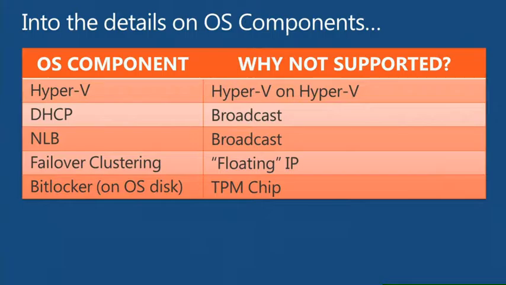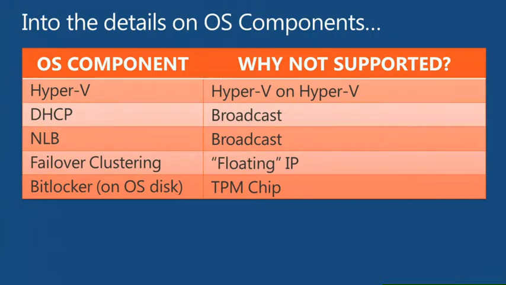DHCP and NLB. So DHCP, obviously, setting up a DHCP server. NLB is a network load balancer that's built into Windows. Neither of these work because they require broadcast. Our network doesn't support broadcast or multicast. It's for security reasons. It is something that we are looking at in the future, but right now there's no support for that. So this extends out to your broader application base. If you have a broadcast or multicast scenario, it won't work.